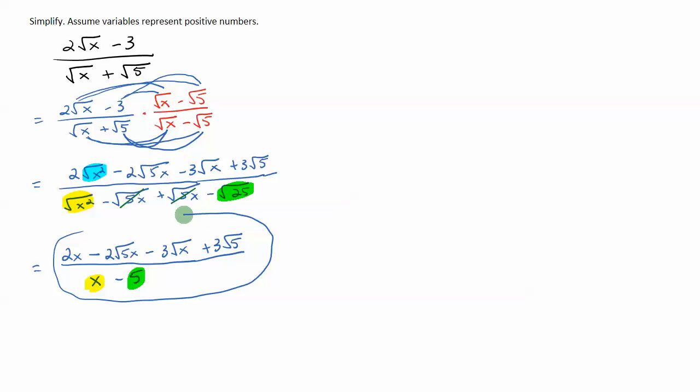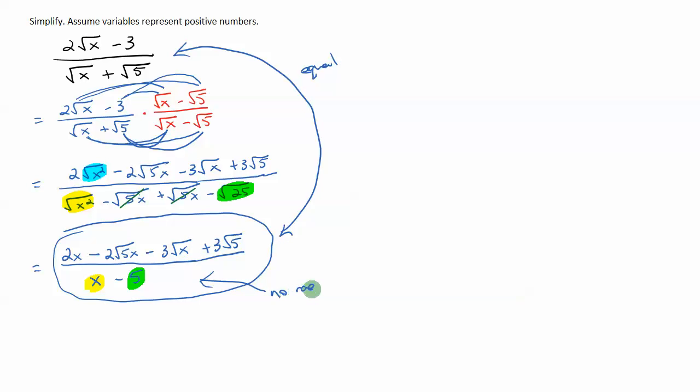It looks very messy, right? But this fraction is equal. These two fractions here are equal. This one has no radicals in the denominator.